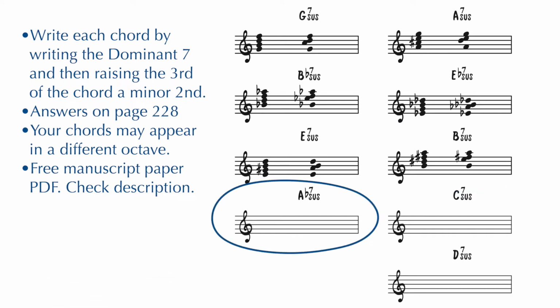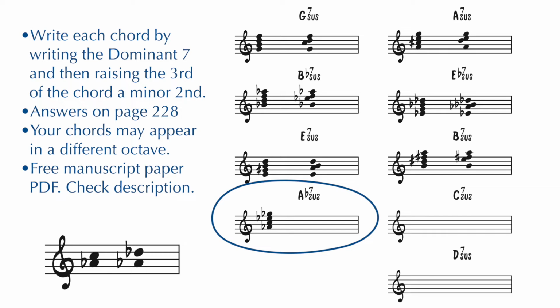Number 7, A flat 7 sus. First write an A flat 7 chord, that's going to be A flat, C, E flat, and G flat. Next, raise the third of that chord, that C, by a half step or minor second, so it becomes a D flat. And that note is now a perfect fourth above the root, and we have A flat, D flat, E flat, and G flat, or A flat 7 sus.